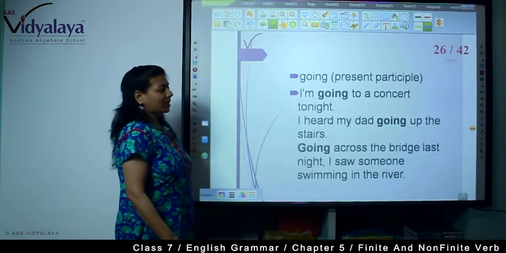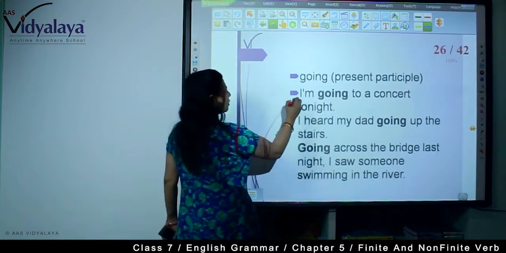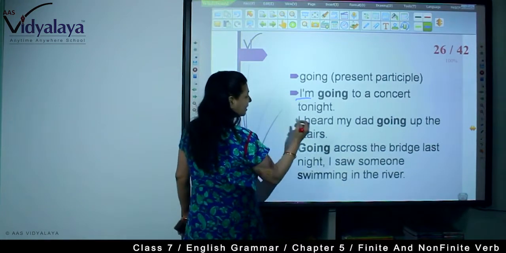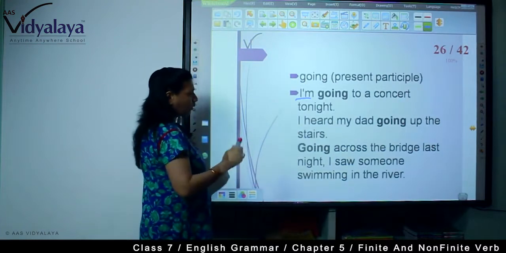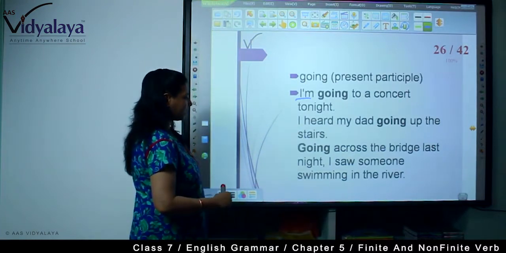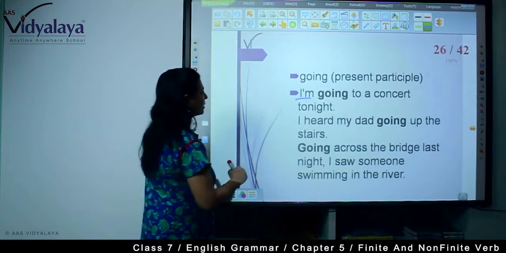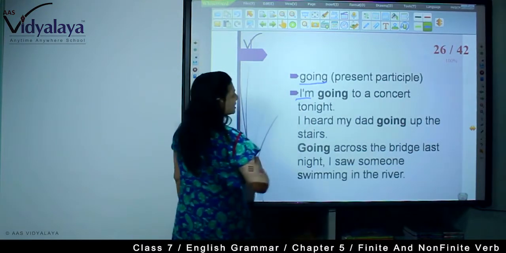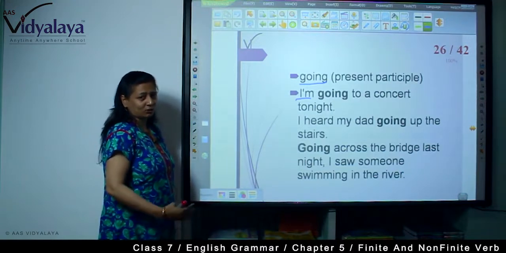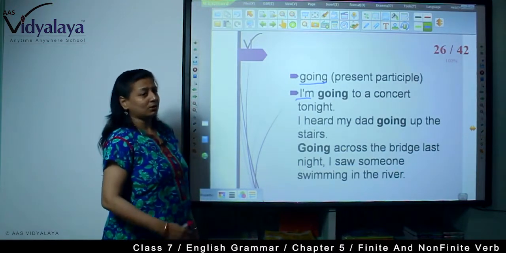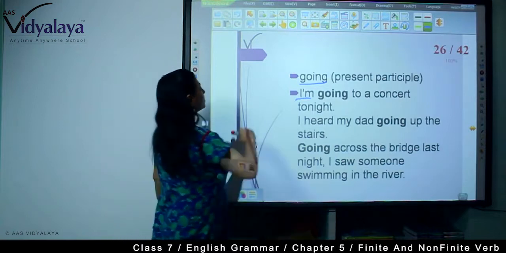Now going, present participle. I am going to a concert tonight. I heard my dad going up the stairs. Going across the bridge last night, I saw someone swimming in the river. So in the present participle also, with going, we are not seeing any change according to the number or person. So it is a non-finite verb.